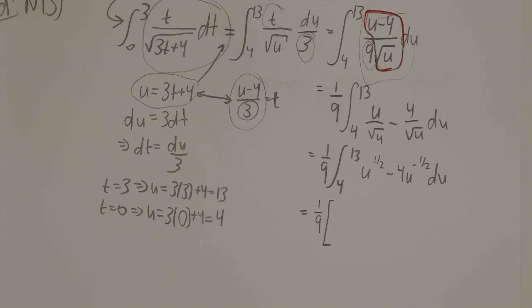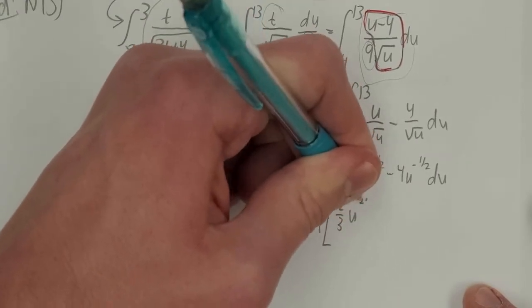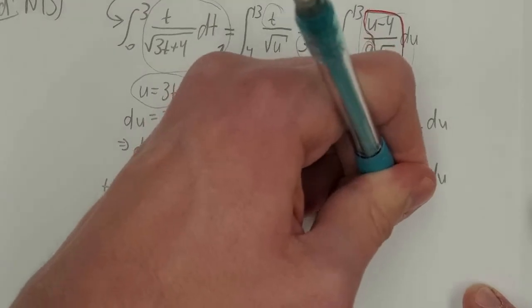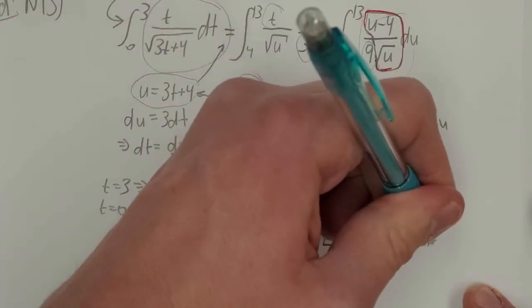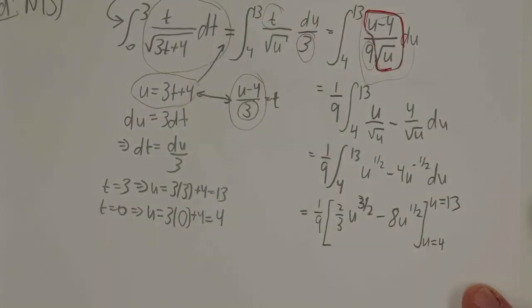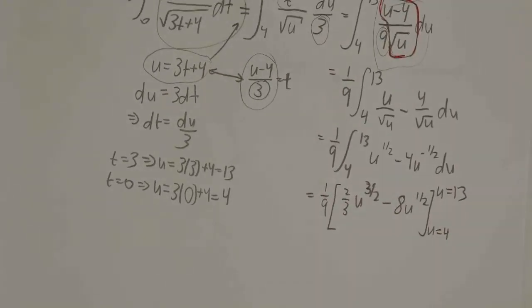Go ahead. 2/3 u to the 3/2 minus 8 u to the 1/2. Yep. So 2/3 times u to the 3/2 minus 8 times u to the 1/2. And then, again, this is going from u equals 4 to u equals 13. Okay? So from here we go ahead and apply the fundamental theorem of calculus, and then we move on.